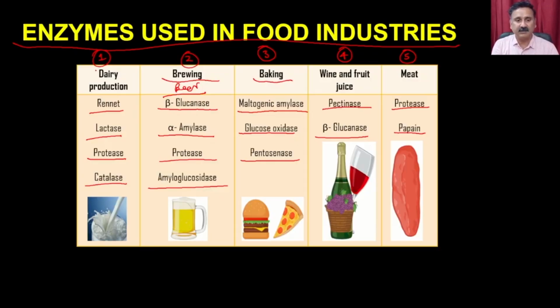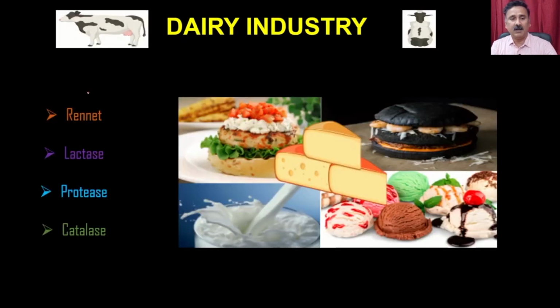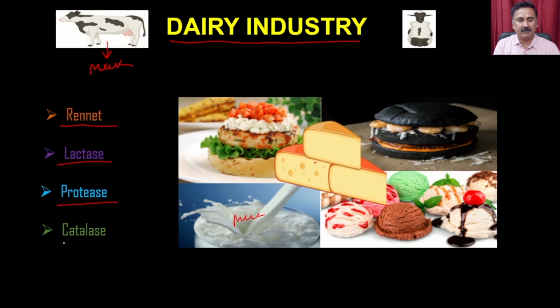So let's start first with the dairy products. The dairy industry starts from the milk from the cow, and it ends up in dairy products like butter, cheese, and all that, right? So these are the things you see here: different types of dairy products, like milk, cheese, cakes, ice creams, and all that. There are four enzymes you are going to use: rennet, lactase, protease, and catalase. And all these enzymes have their own specific functions.